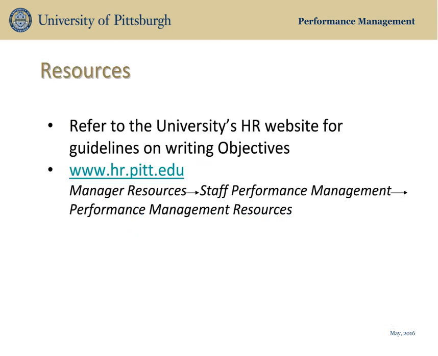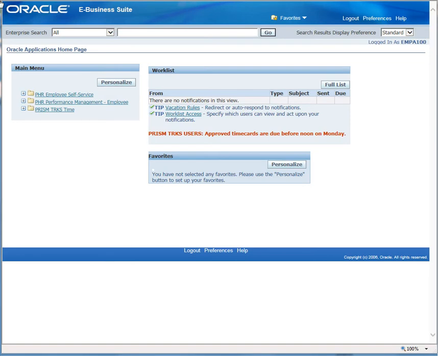If your department will be using the Objectives feature, there is helpful information on Pitt's Human Resources website for writing objectives. It can be found under Manager Resources, Staff Performance Management, Performance Management Resources. The Performance Management online tools are found on the main menu of the PRISM homepage. Select the PHR Performance Management Employee Responsibility.